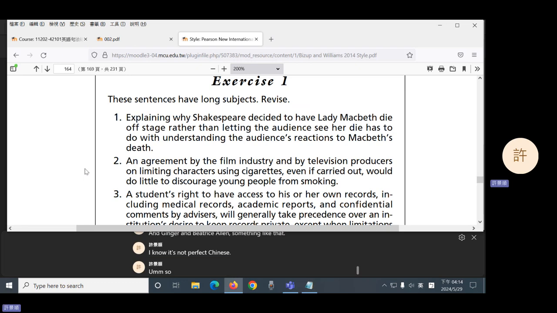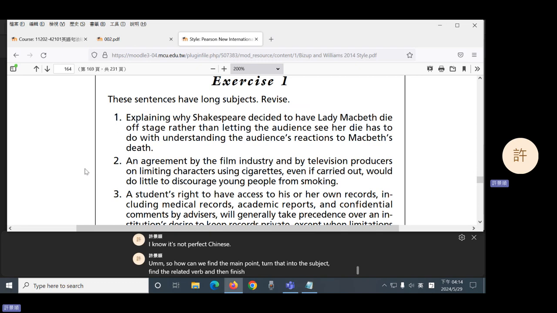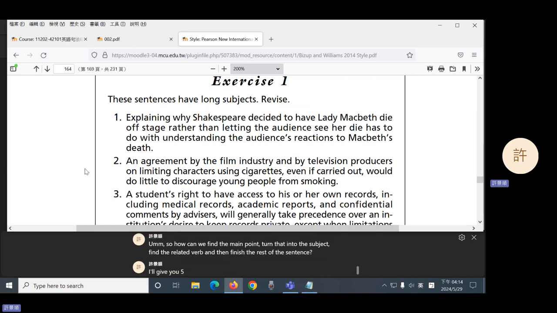Something like that. I know it's not perfect Chinese. So how can we find the main point, turn that into the subject, find the related verb, and then finish the rest of the sentence? I'll give you 5 minutes and I'll call somebody to share your answer.